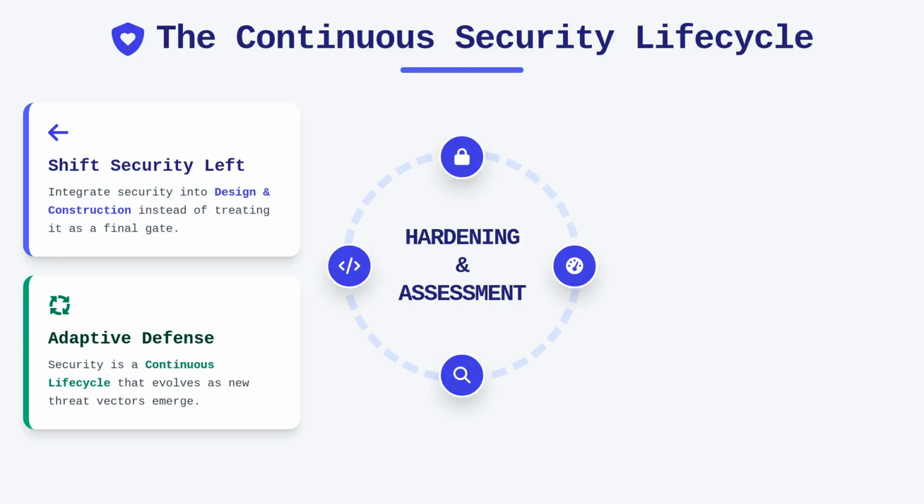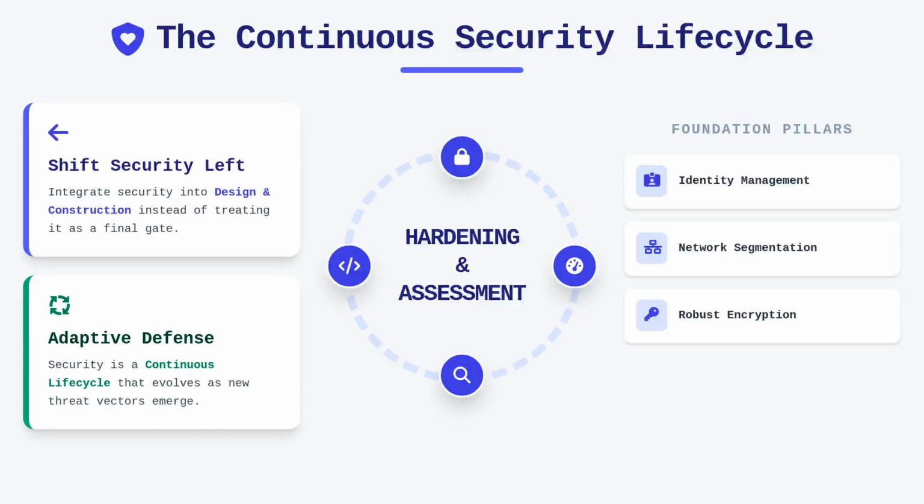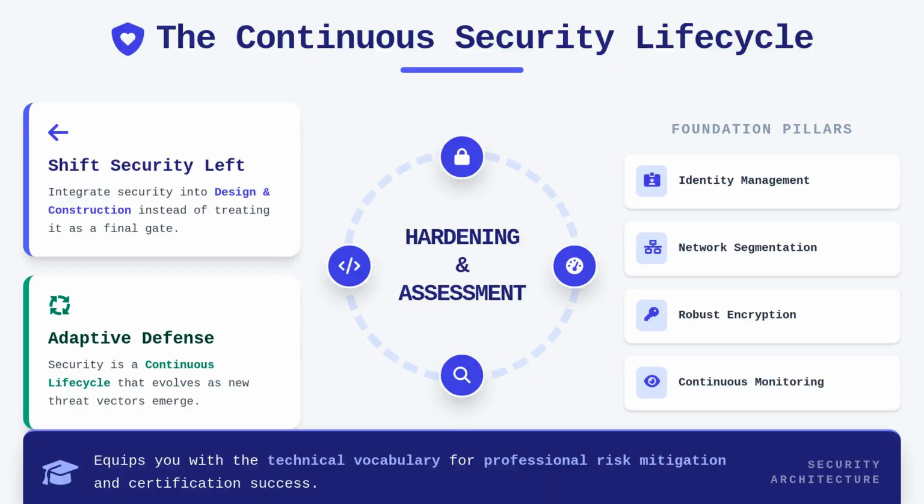This comprehensive approach, combining identity management, network segmentation, robust encryption, and continuous monitoring, provides the foundation upon which secure, reliable, and compliant cloud applications must be built to survive in a modern, threat-rich environment. Mastery of these patterns will not only help you successfully navigate certification requirements, but will also provide you with the technical vocabulary necessary to discuss risk and mitigation effectively in a professional production setting.